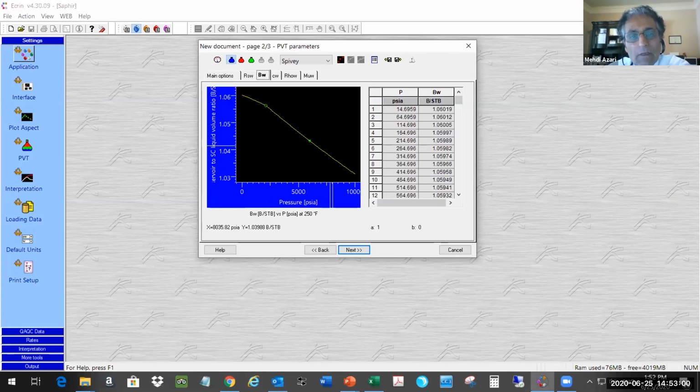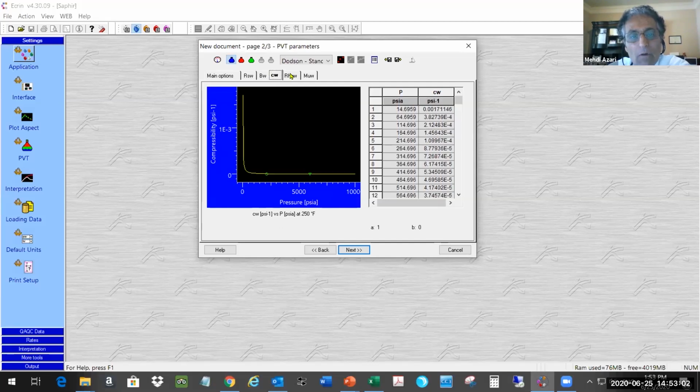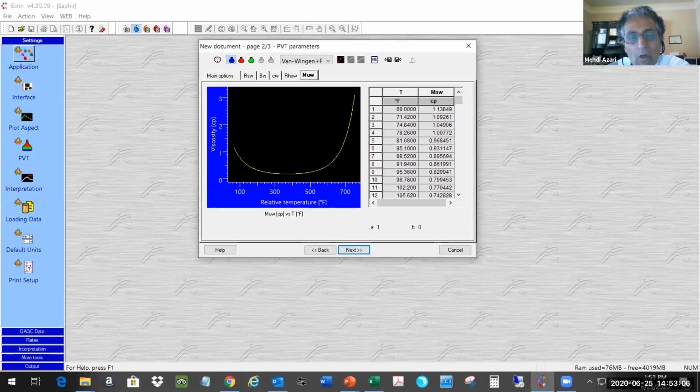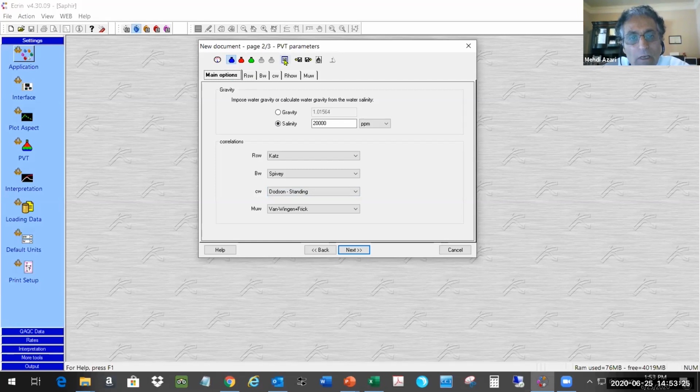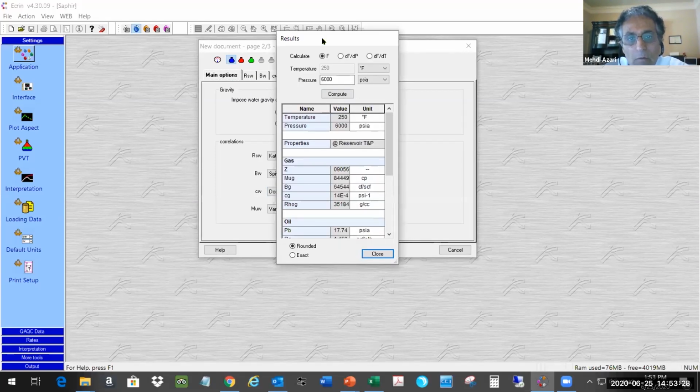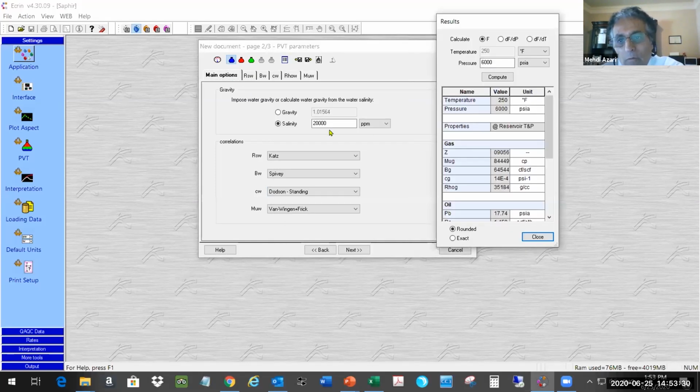BW, formation volume factor, CW, compressibility, density, viscosity. At times, because we are doing downhole fluid sampling, we have the actual downhole PVT. I am seeing the temperature, the pressure, the density of the water, the density of the oil, or if it's gas, I see those. So now I try to match it. Or you can just click on this one, and it gives you the match based on the pressure and temperature that we put.